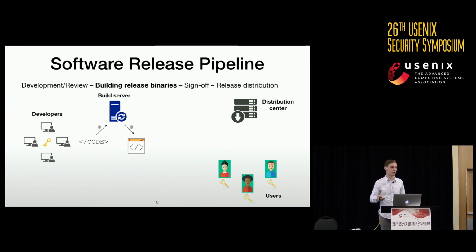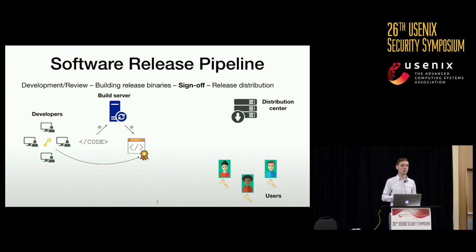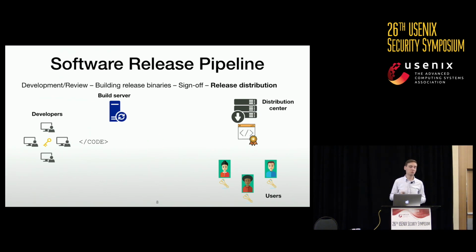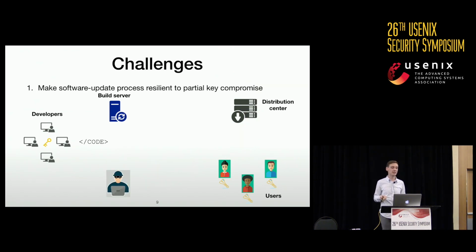When the release is ready, the developers send it to a dedicated build server, get a binary out, and sign it with the master signing key. Then the update is delivered through a distribution center. So the first problem is that the master signing key is essentially a single point of failure. If an attacker manages to compromise it, he is able to create fake updates with a correct signature and just distribute them to end users.